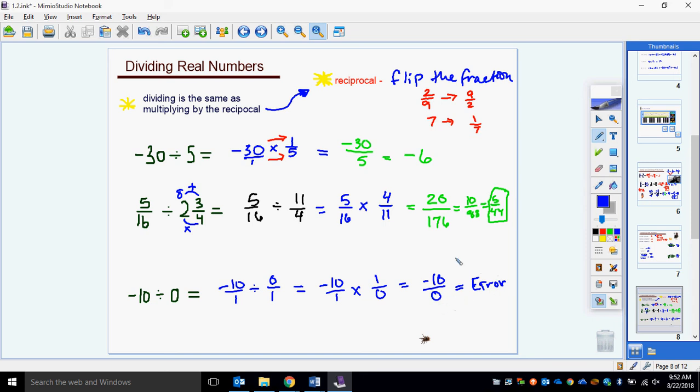because we cannot divide by 0. If 0 is in the denominator, it is no good to have 0 in the denominator, but it is okay to have 0 in the numerator. Here we have 0 in the denominator. We can't divide by 0. That's a serious no-no. So negative 10 divided by 0 is undefined, or you could put NA.